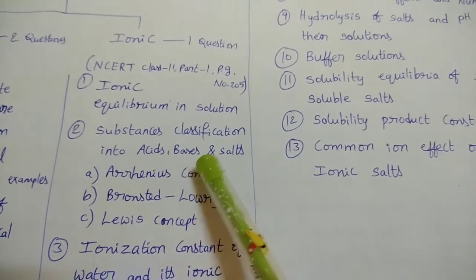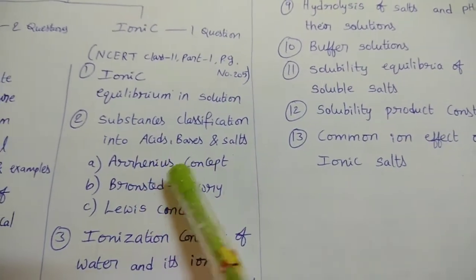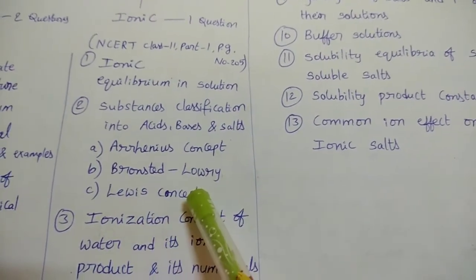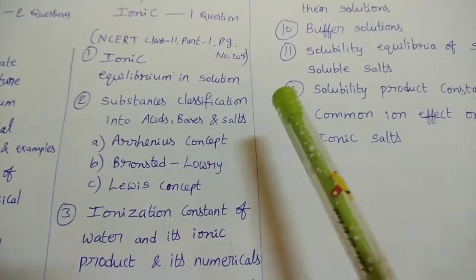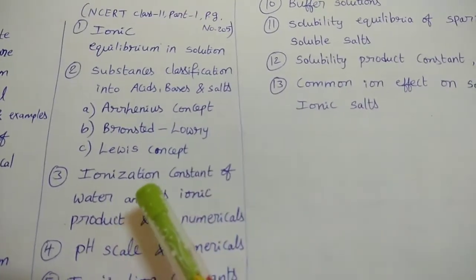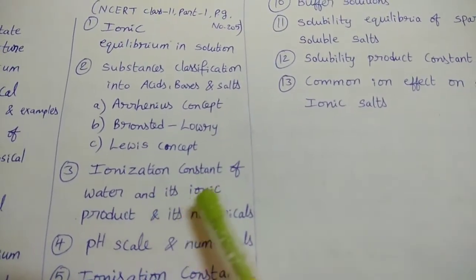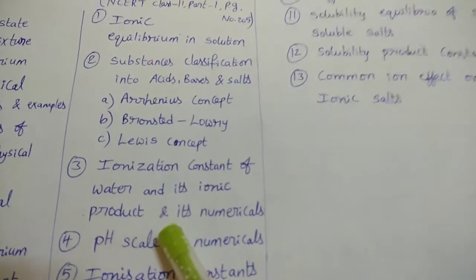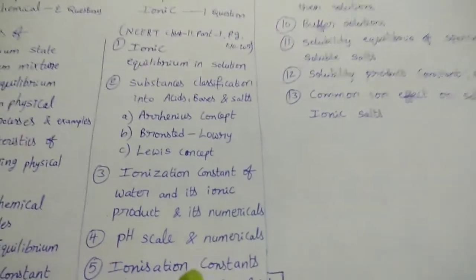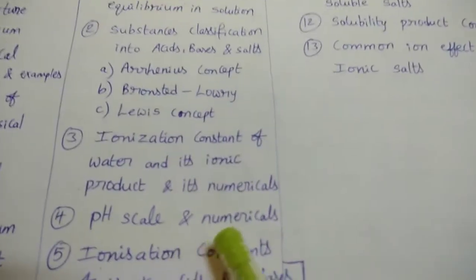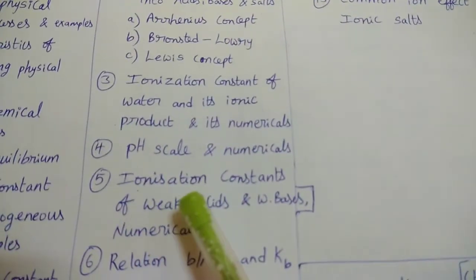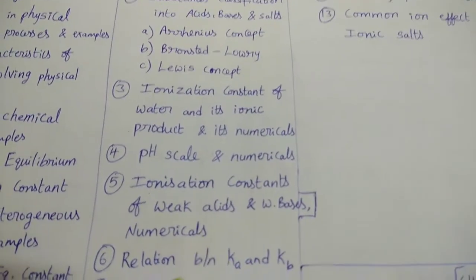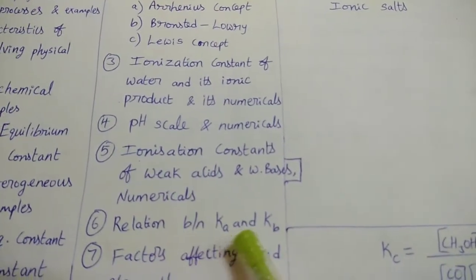into acids, bases and salts. That means Arrhenius concept, Bronsted-Lowry concept, Lewis concept of acids, bases and salts. Next, ionization constant of water and its ionic product. Ionic product means Kw value and related numericals. pH scale and numericals. Ionization constants of weak acids and weak bases and numericals. Relation between Ka and Kb.